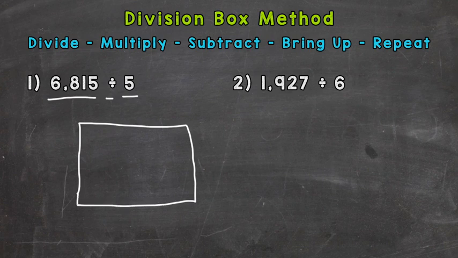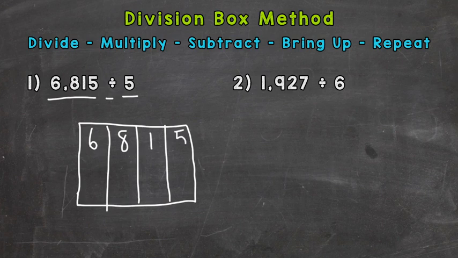Now, the more you do of these, the better you will get as far as spacing and having enough room for everything. So once we have that rectangular box, we need to split it into 4 sections because 6,815 has 4 digits. So 4 sections here, and we need a digit in each one of those sections. So we'll start with the 6, then the 8, then the 1, and then the 5.